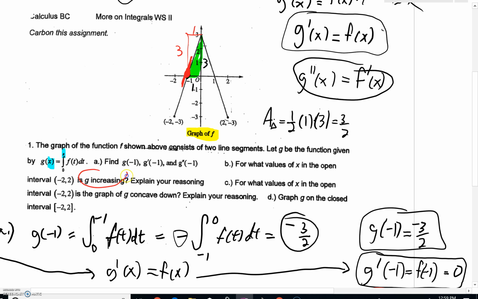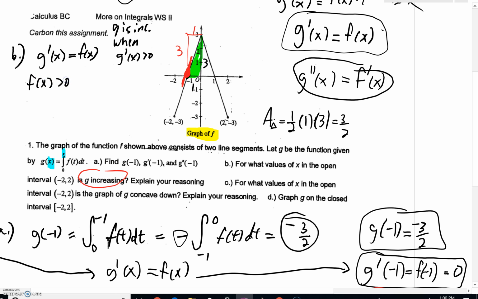If I were to say when is G increasing, you know what you're going to be doing, guys, is looking at the first derivative. So I'm going to put part B up here just so that we can look at this. We're going to say G prime of x, which is equal to f of x. When is G increasing? G is increasing when G prime of x is greater than 0. So I'm interested in finding out where f of x is greater than 0.